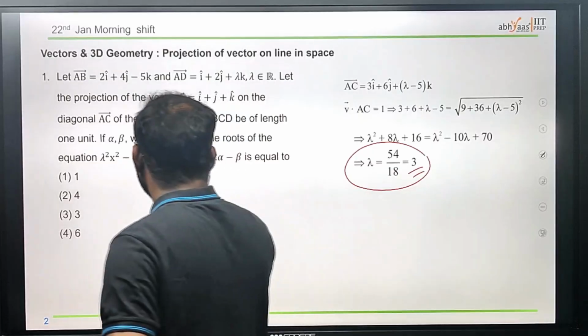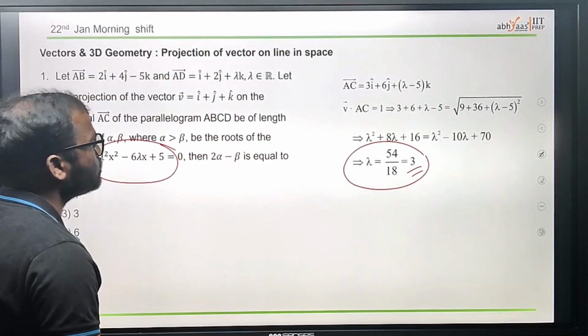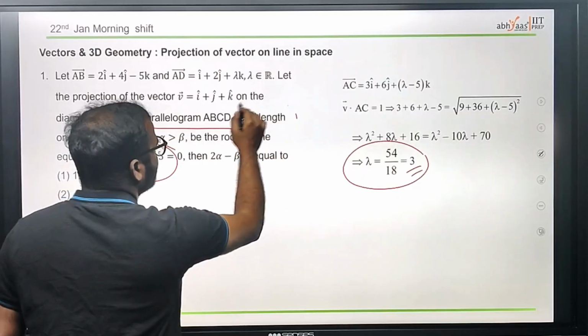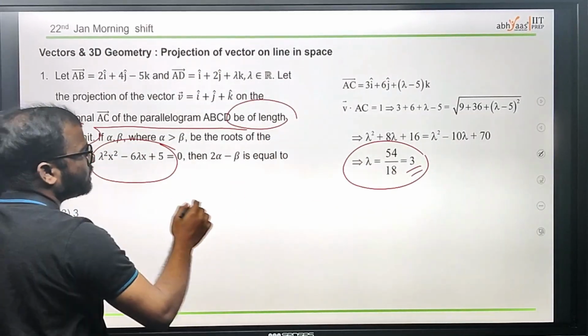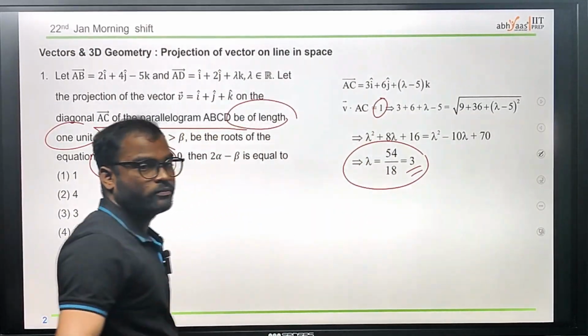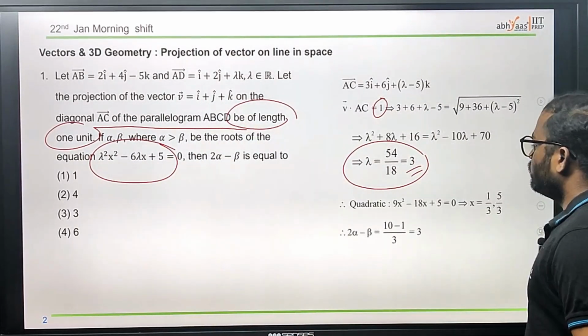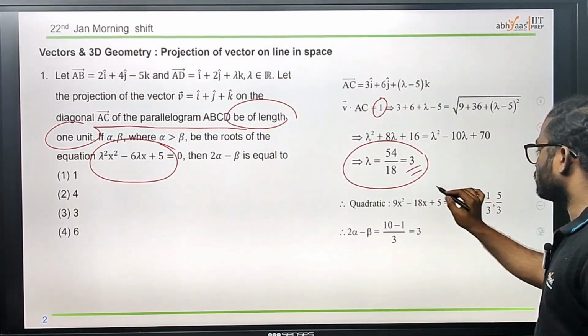Now we just substitute it in this quadratic equation. They also gave one more thing: the diagonal AC of the parallelogram has length 1 unit. For that reason we just took 1 here, so you have to consider that thing also. Now we just put the lambda in place of this.